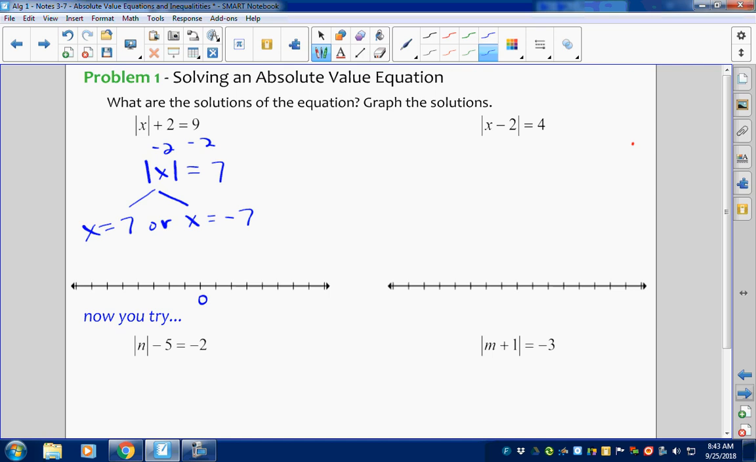So 0 is right here. It's 1, 2, 3, 4, 5, 6, 7, or 1, 2, 3, 4, 5, 6, negative 7. Both of those are 7 units away from 0.